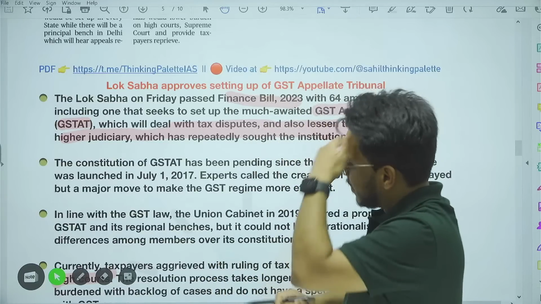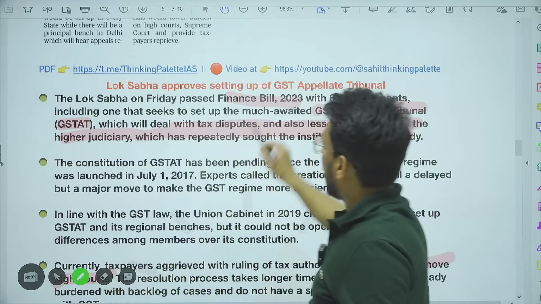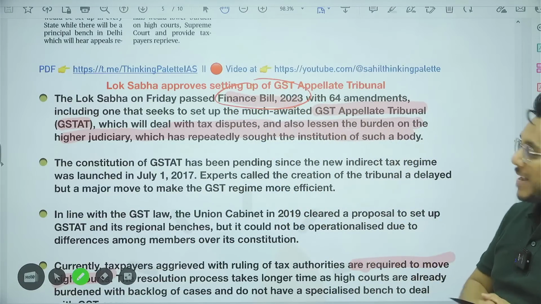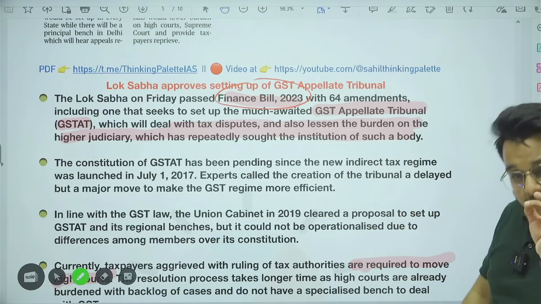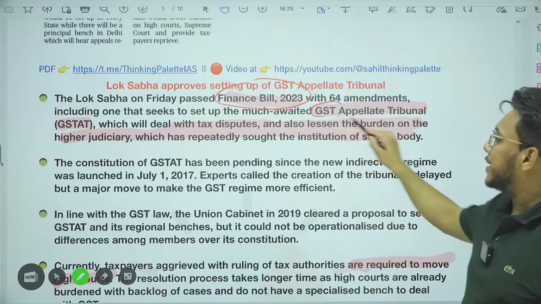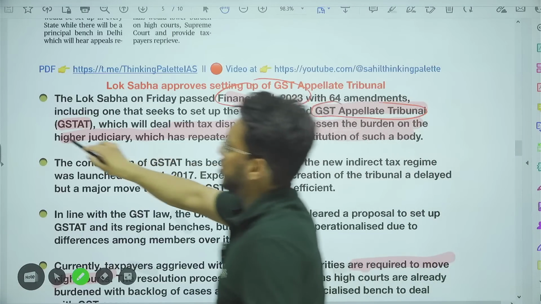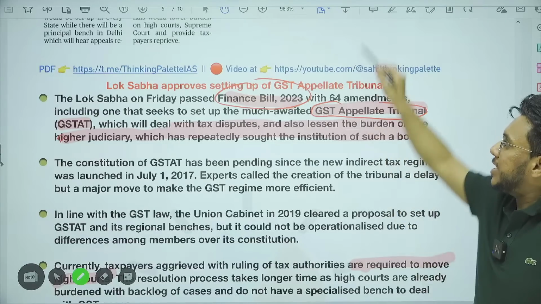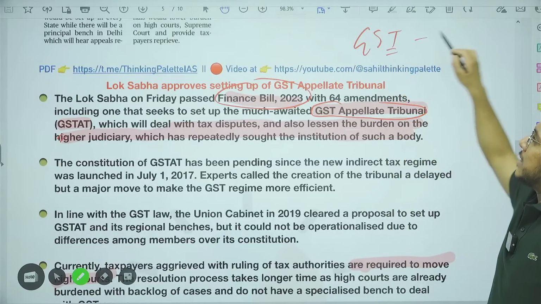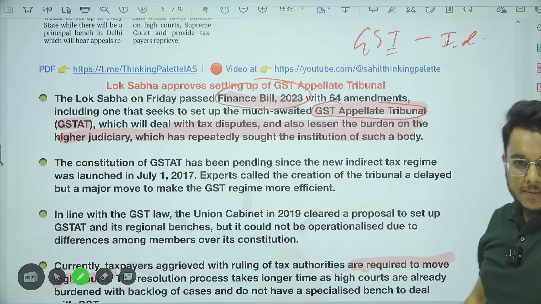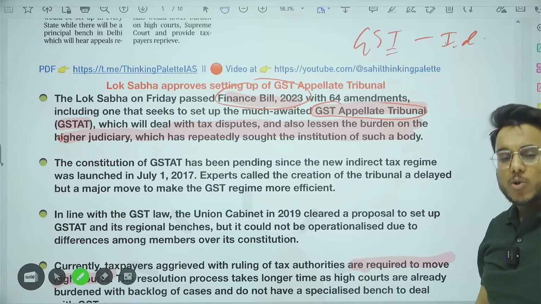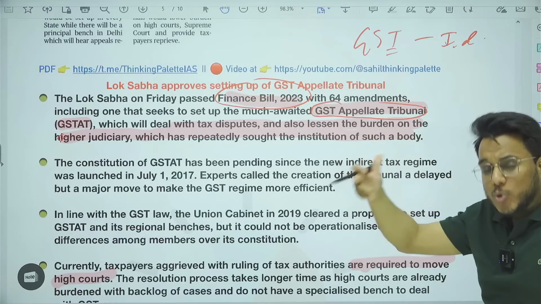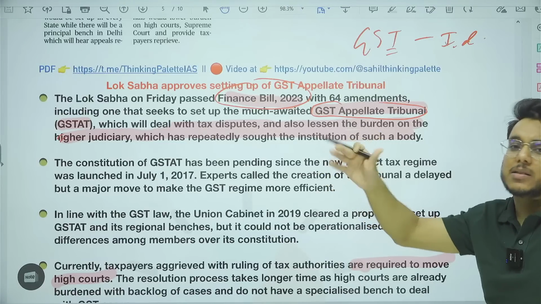So what has happened, just yesterday, Lok Sabha has passed the Finance Bill 2023, which was brought after the budget. And here, the government has finally created the much awaited GST appellate tribunal. Now, guys, you might already know that GST has replaced the indirect taxes in India. Since GST got implemented, there are many tax related disputes.